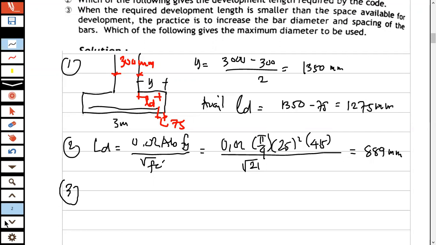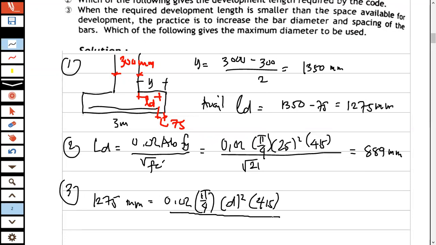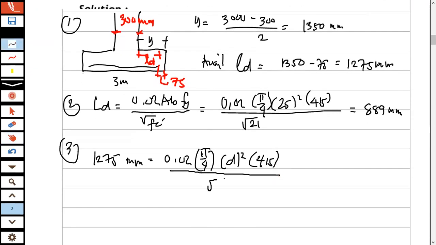Okay, so our available Ld is 1,275. So the question is, to compute, what would be the diameter to be used? If we're going to extend to 1,275, just have to use this formula. Ab is pi over 4 with the new diameter squared. Fy is 415. And then you have fc prime na 21. Therefore, we can compute here diameter equal to 30 millimeter.